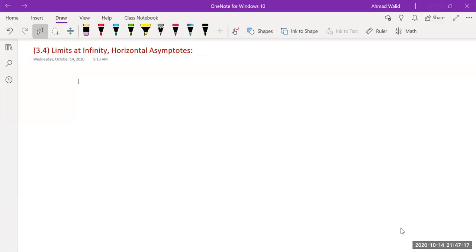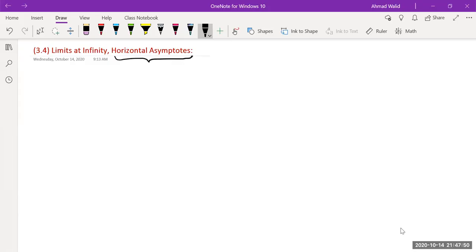Hello, let's start section 3.4. 3.4 is limits at infinity. Then why limits at infinity? Why are we studying limits at infinity? One of the reasons is here, which we call horizontal asymptote, correct? When we do some limits, easily we can find a horizontal asymptote.